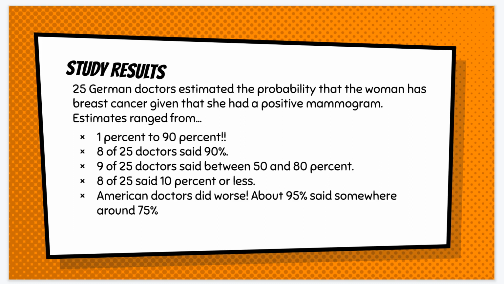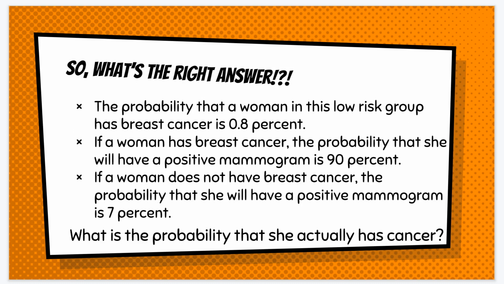So American doctors, they did even worse. 95% of them said it was somewhere around 75%. So they all said this woman had a very, very high risk of having breast cancer. So let's figure out the actual probability. So we're going to go ahead and calculate this ourselves. And we're going to do it first with a tree diagram and then with an alternative.